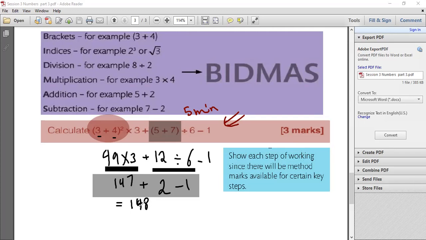Yeah, I made a mistake. What is your mistake? After the multiplication, I didn't divide. I just did adding. Yes, so you need to divide first. You need to divide first before you add.